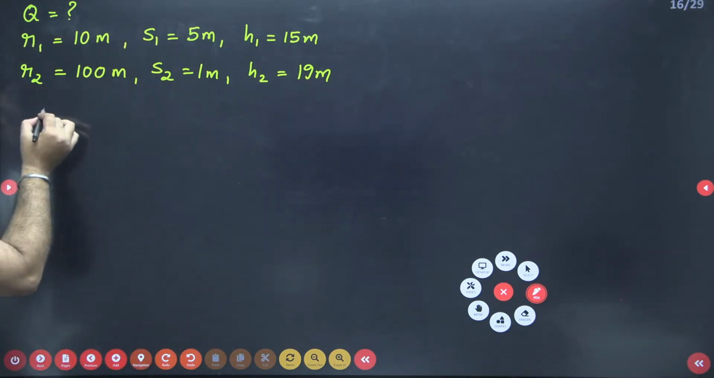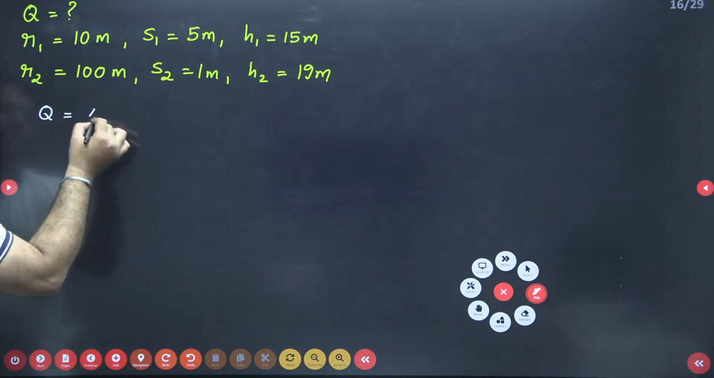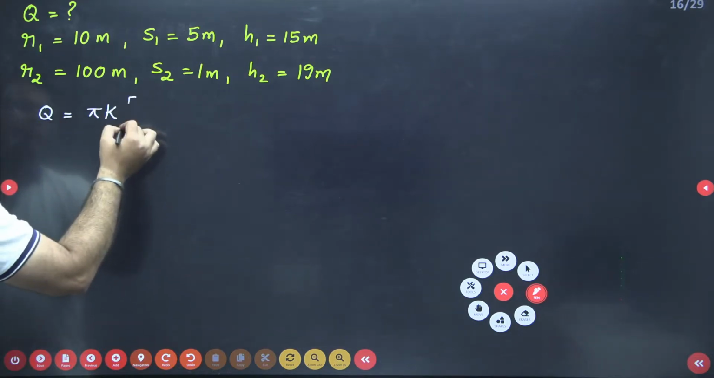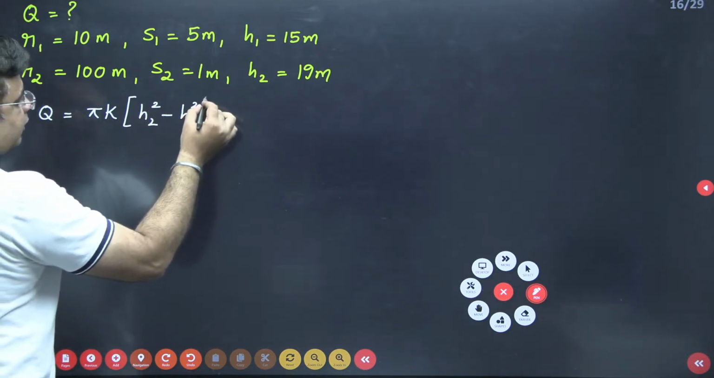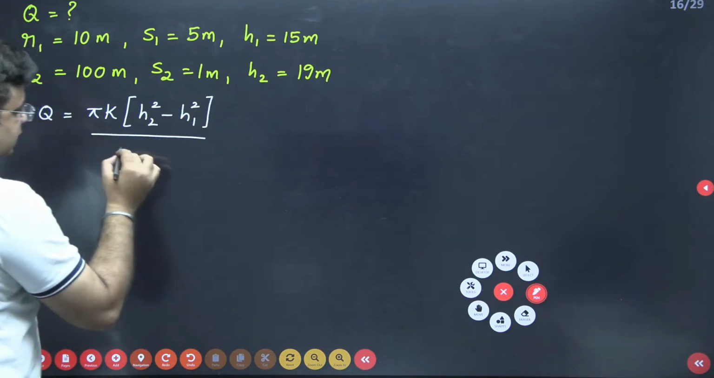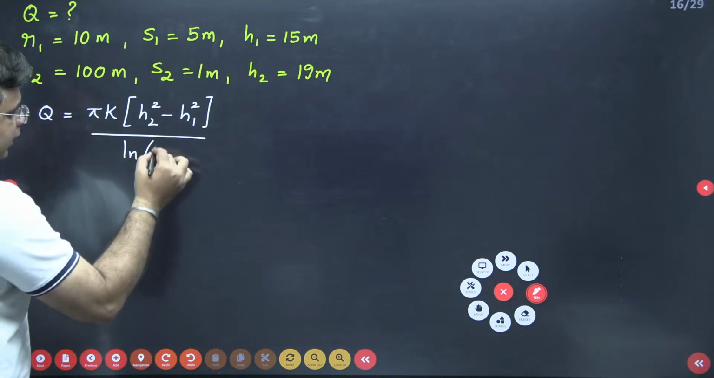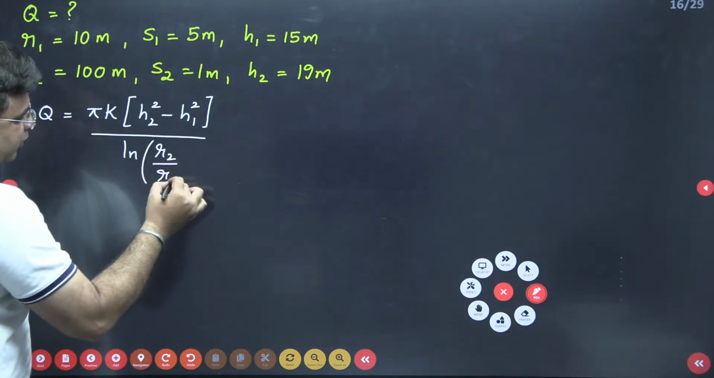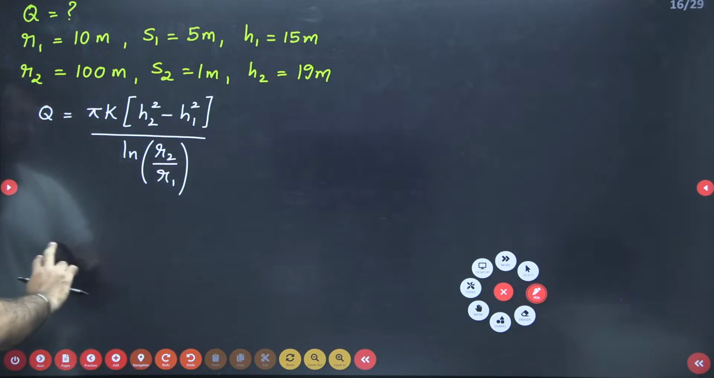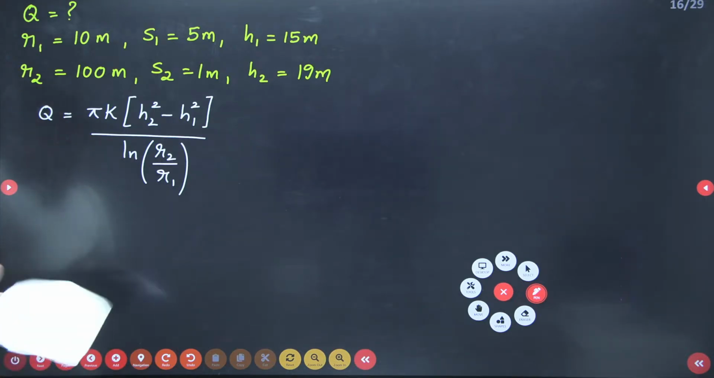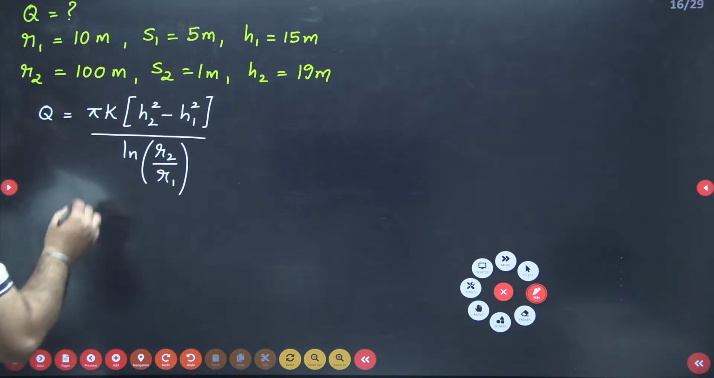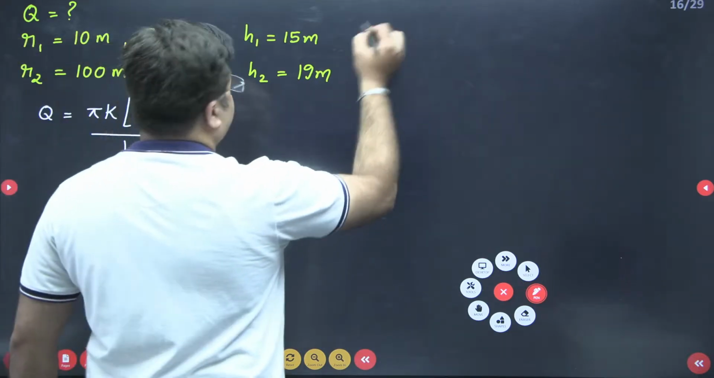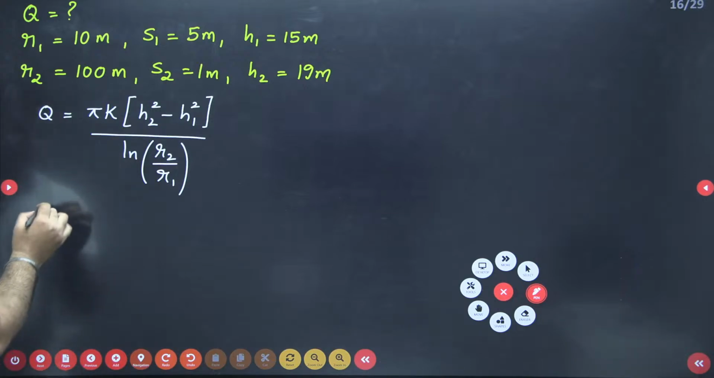So discharge Q is equal to pi K times H2 square minus H1 square divided by natural log of R2 by R1. Permeability of the soil is also given to you. The value of K is 10 meter per day. So you can directly substitute here.